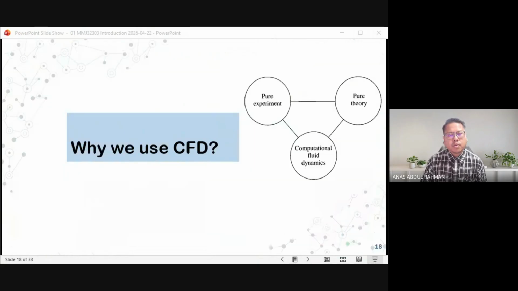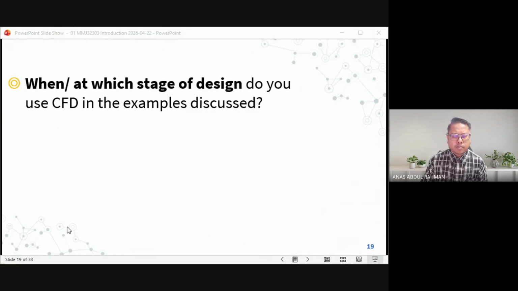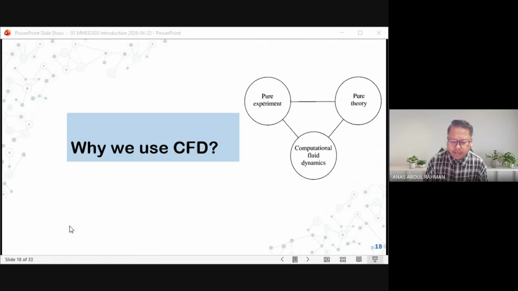Okay, so why do we need to use CFD in our life? As future engineers, we need to have an answer for this. We need to have an understanding of this. So before we go to this question, let's go back. CFD, interestingly, cannot stand on its own. It must be supported by either pure experiment or pure theory or analytical analysis.